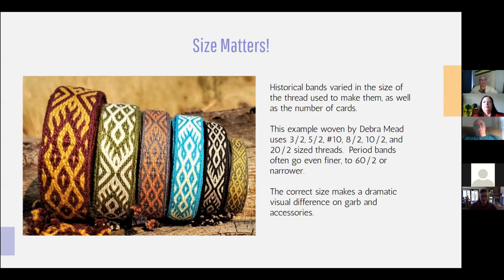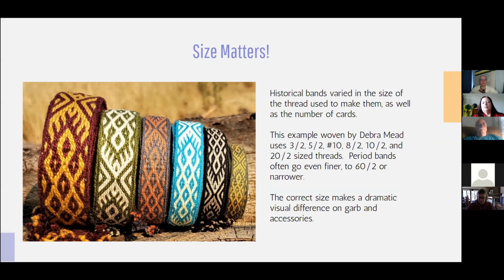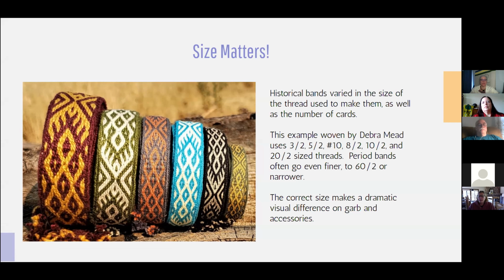Size matters. This is one of the really interesting things. Everybody, we like our big, bold, sassy trim, right? This particular pattern a friend of mine wove, and she wove the exact same pattern starting at a really chunky 3/2 thread down to a 5/2, down to your number 10 cotton crochet. If you ask any card weaver, we've used this cotton crochet thread for something. All the way down to this is a 20/2 silk.